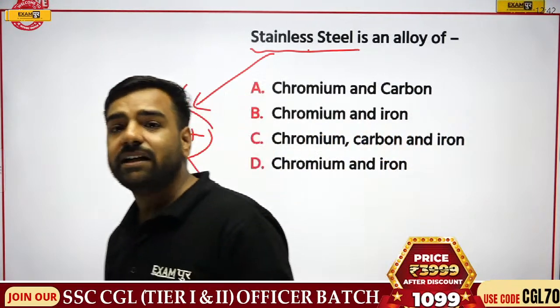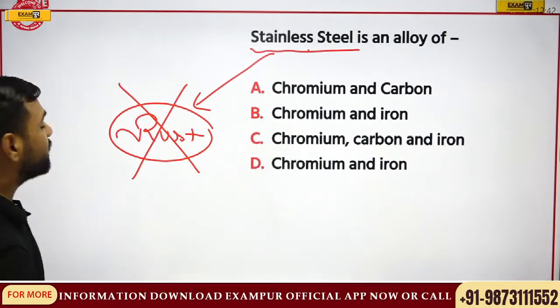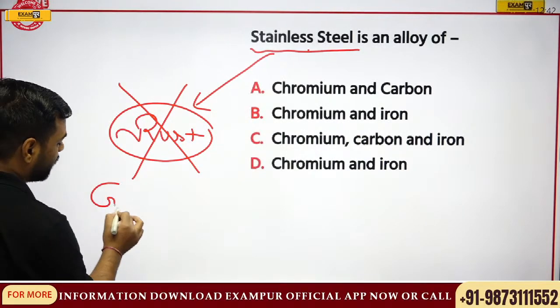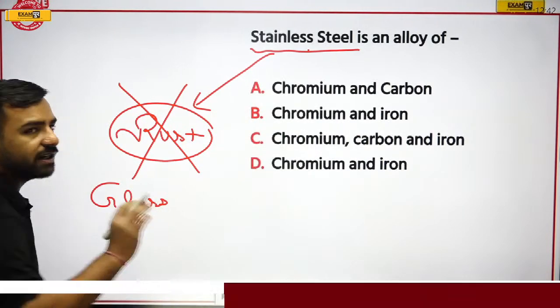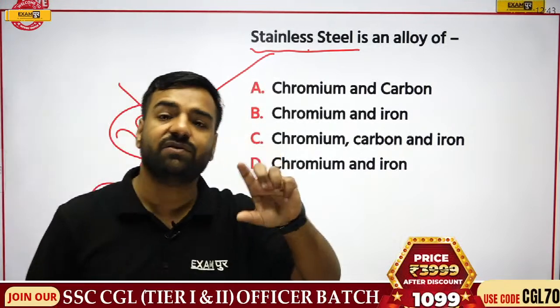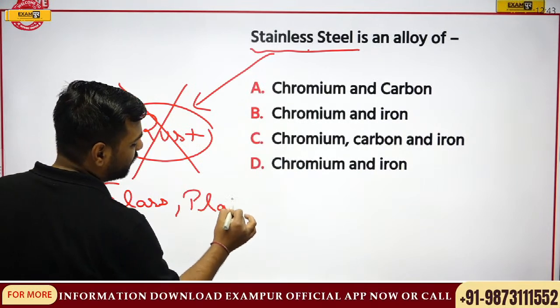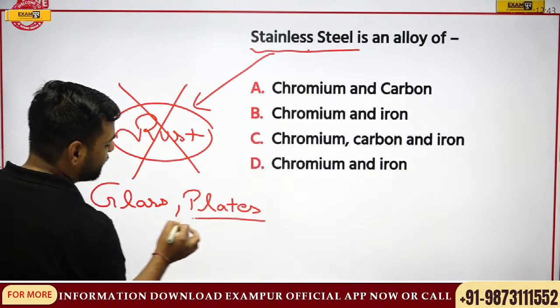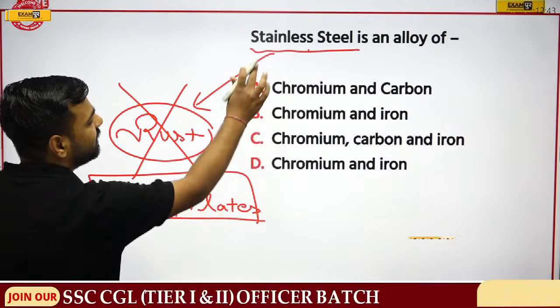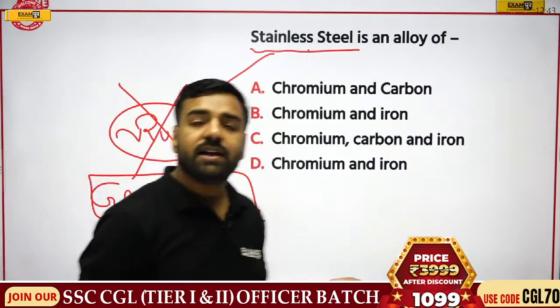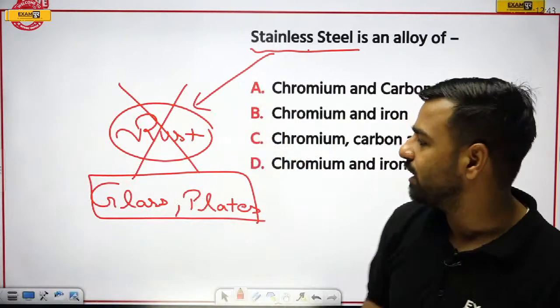So what all things are we using? We are using our utensils, right? We can talk about glass, we can talk about plates, and it's not that glass, I'm talking about the vessel in which we drink water. So, in short, I can talk about utensils or vessels. All these glasses and plates which are made up of stainless steel, do they rust? No. Just think of the scenario.